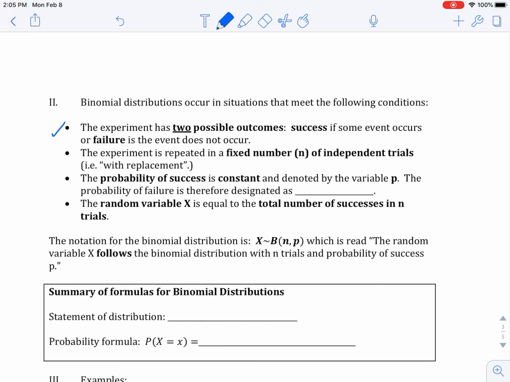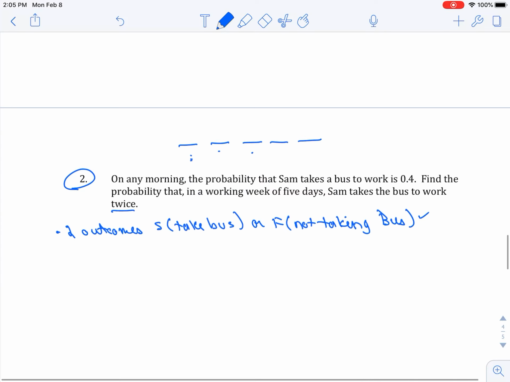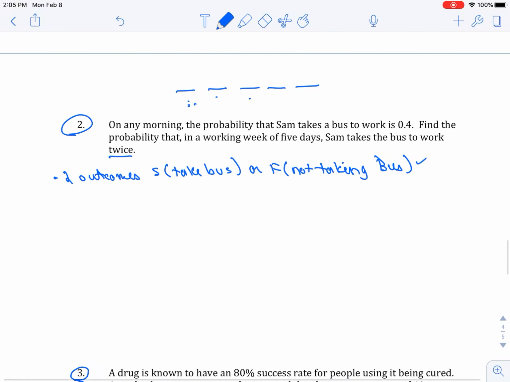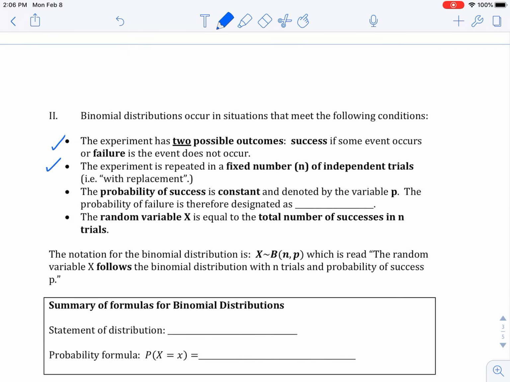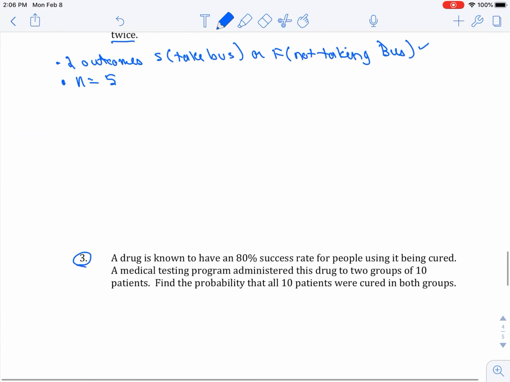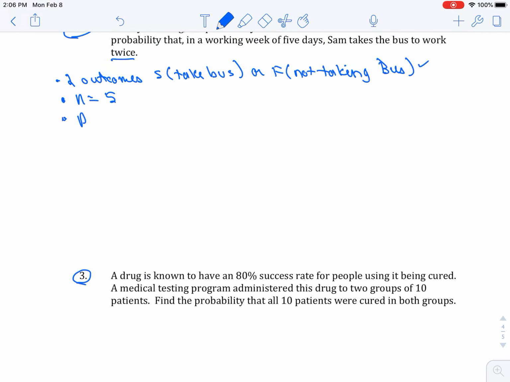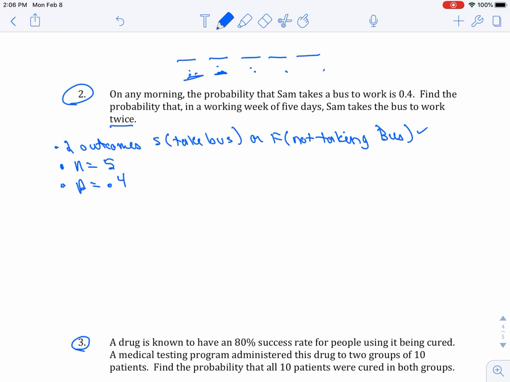The second one is that there has to be a fixed number of independent trials. On this one, we can see that we have these 5 independent days. What happens on one day has nothing to do with what happens on another. And so we do have a fixed number of trials, and we say that n is 5. The next one says the probability of success has to be constant, and we're going to call that p. So in this problem, the probability is constant. It's 0.4. That's the chance of him taking the bus to work.